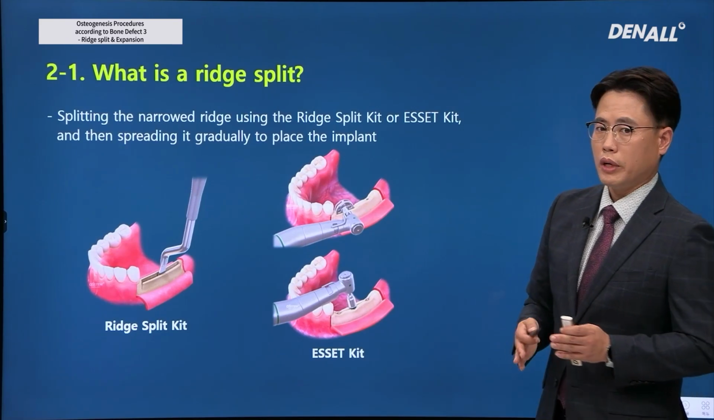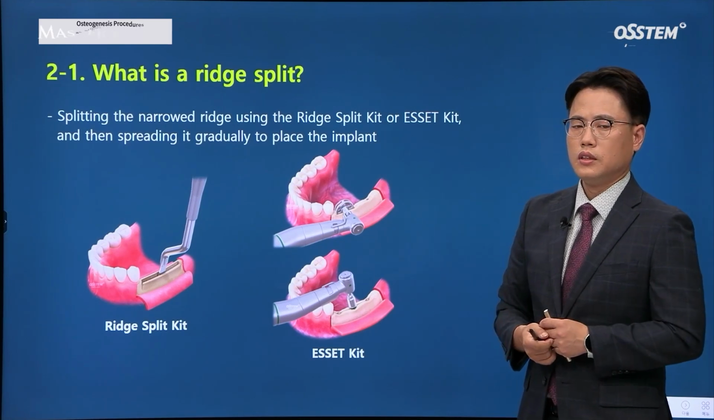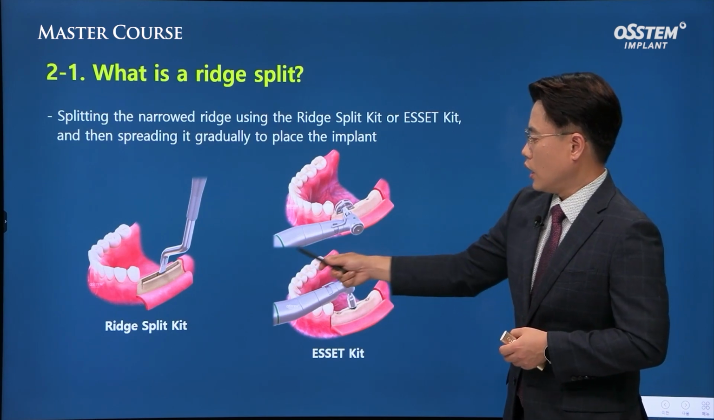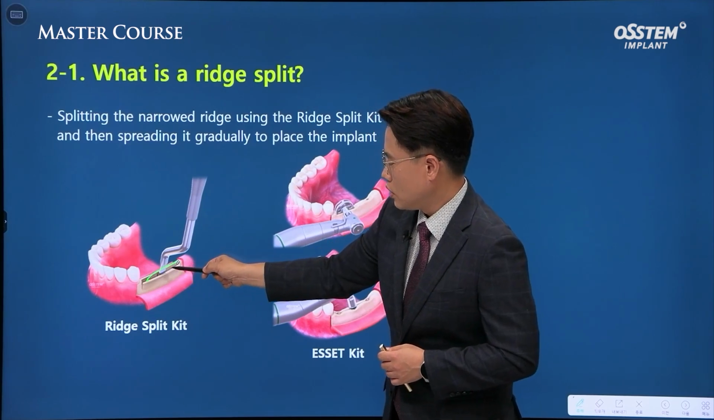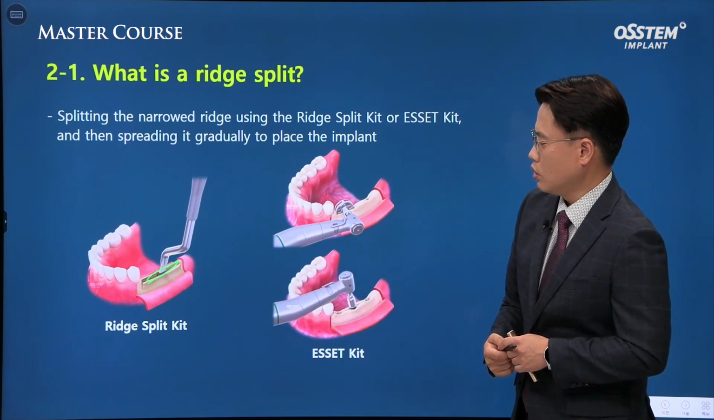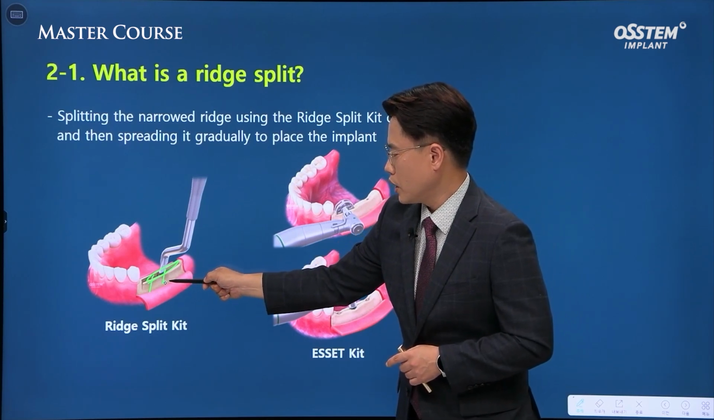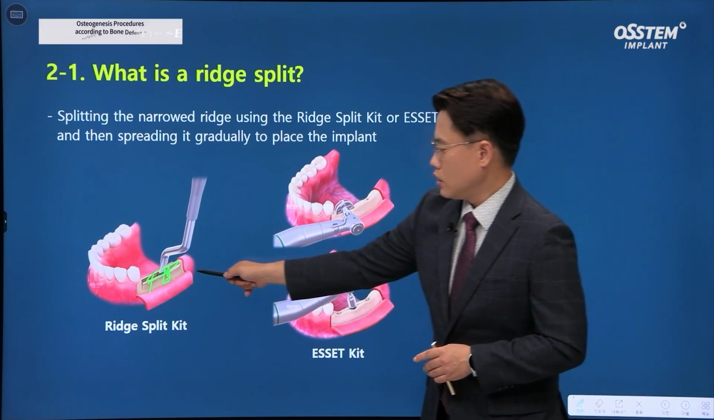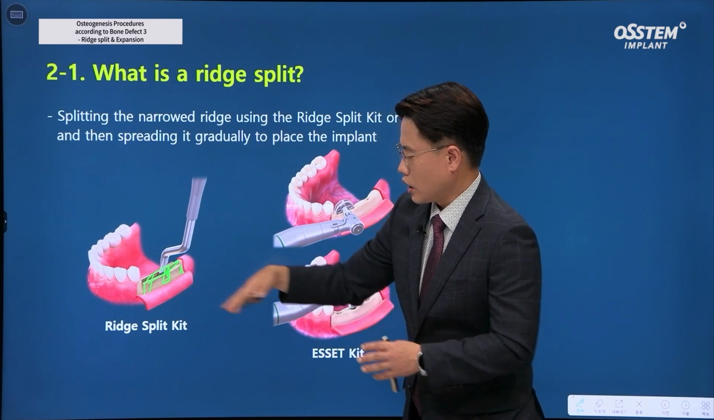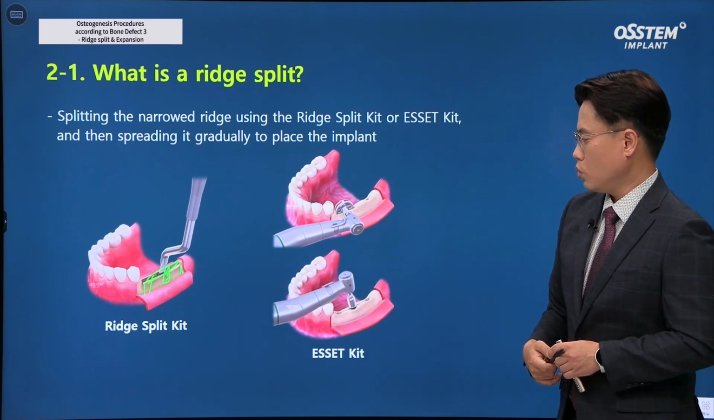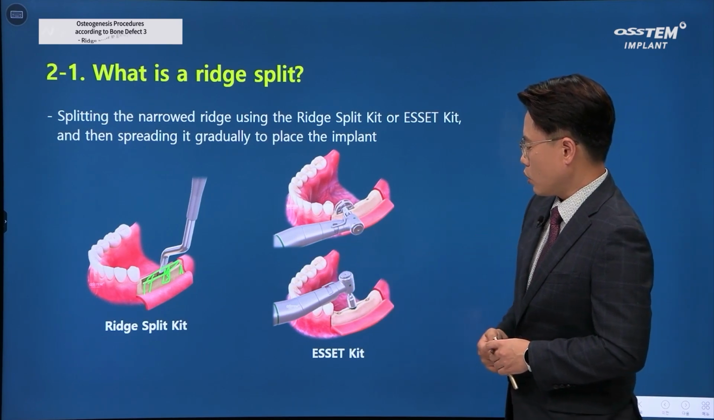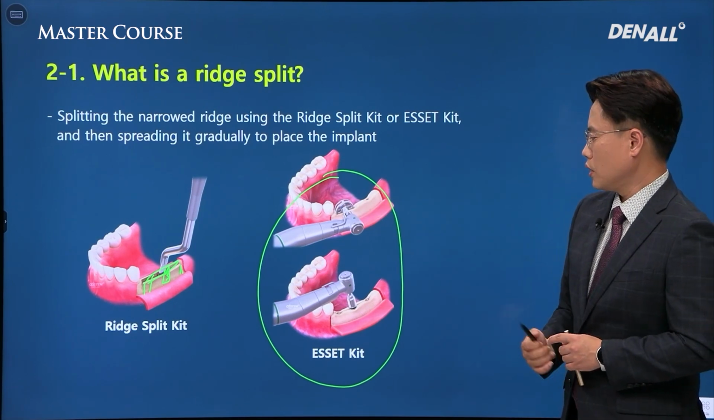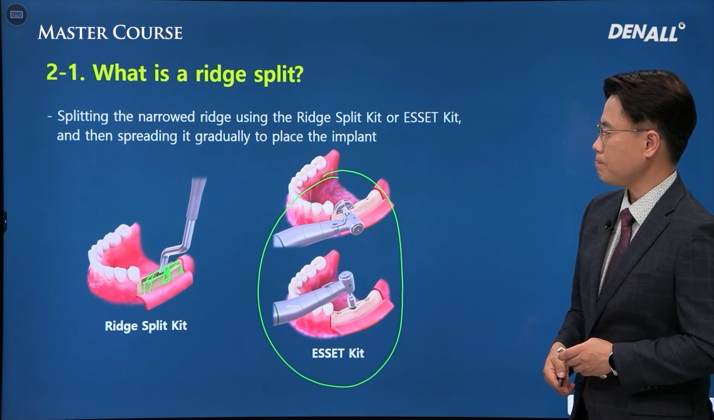What is ridge split? Literally, you split the ridge. In orthognathic surgery, called SSRO, you split the ramus. In the same sense, we split the narrow ridge and make implant placement. This is ridge split. If you just widen it rather than splitting it completely, it's going to be ridge expansion. There's a set kit dedicated for such procedures, and this will be addressed in a little while.